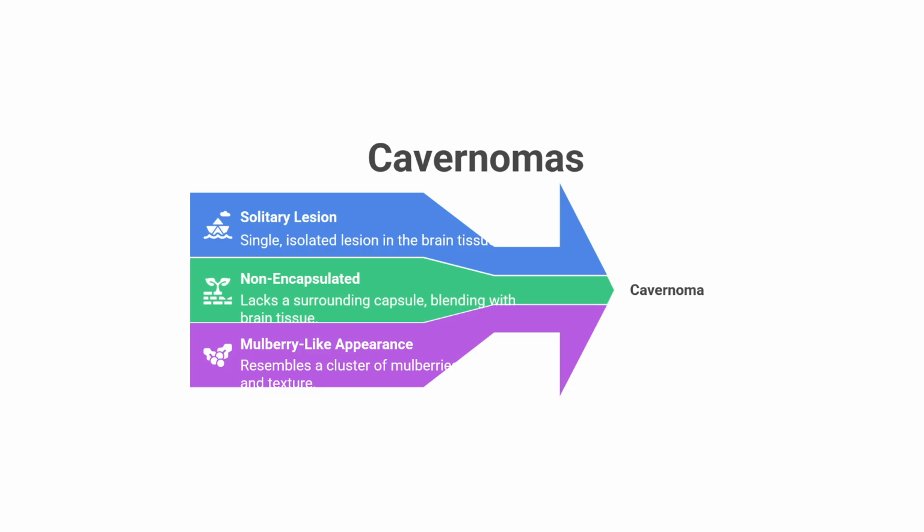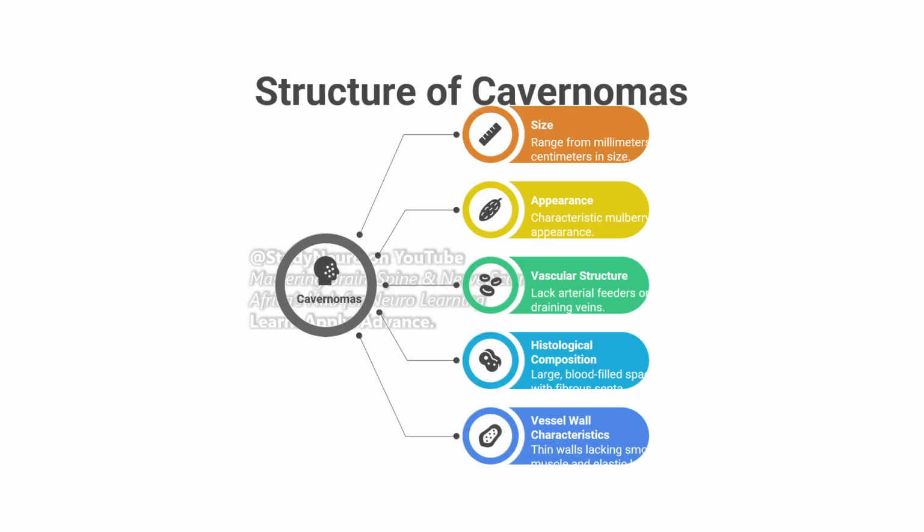These are solitary, well-circumscribed, non-encapsulated lesions with a characteristic mulberry-like appearance. They range in size from a few millimeters to several centimeters and lack arterial feeders or draining veins. Histologically, they consist of large blood-filled vascular spaces lined by a single layer of endothelium, separated by fibrous septa without intervening brain tissue. The vessel walls are thin, lacking smooth muscle and elastic layers.